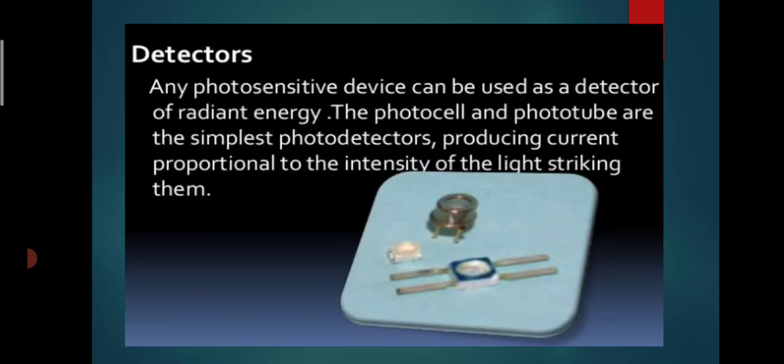Next we go for the detectors. Detectors are the heart of the spectrophotometers. Detectors are used to convert any physical signals into electrical signals. Here we are using light rays, and the light rays are converted into electrical signals by using these detectors. Any photosensitive device can be used as a detector for radiant energy. The photocell and the phototubes are the simplest photo detectors, producing current proportional to the intensity of light striking them.